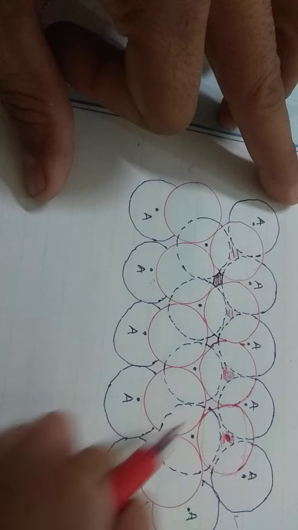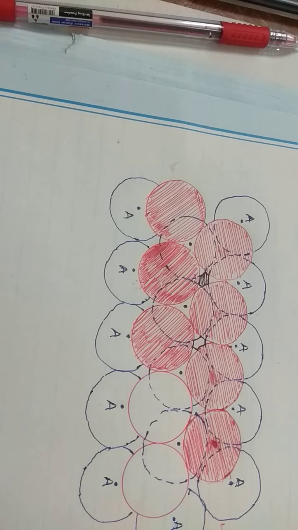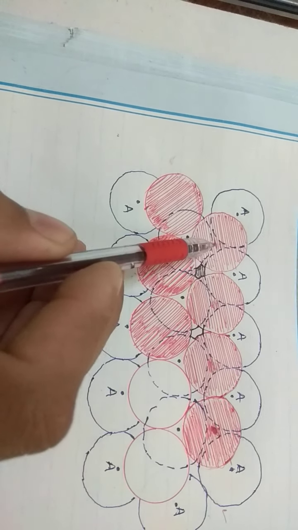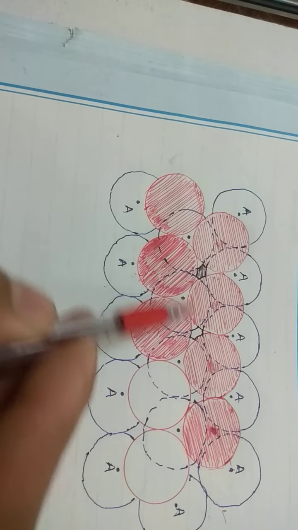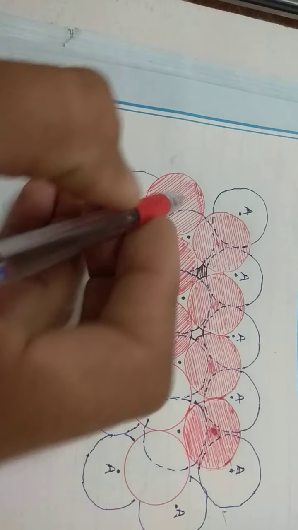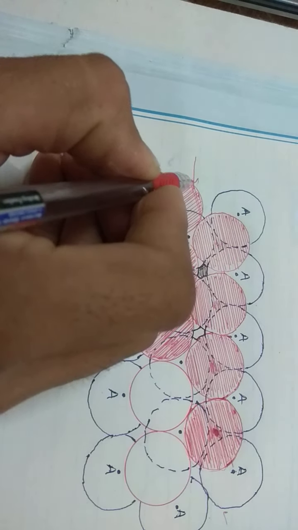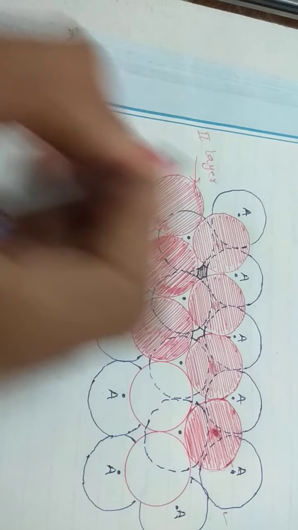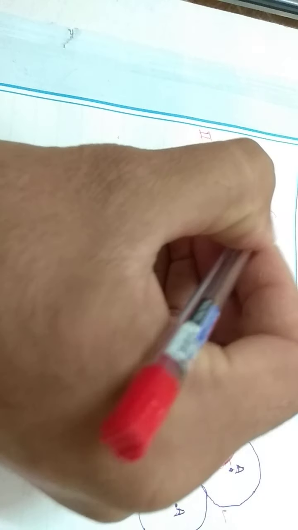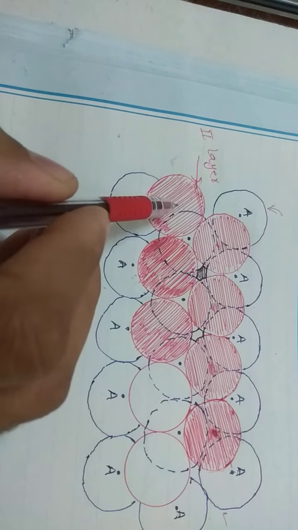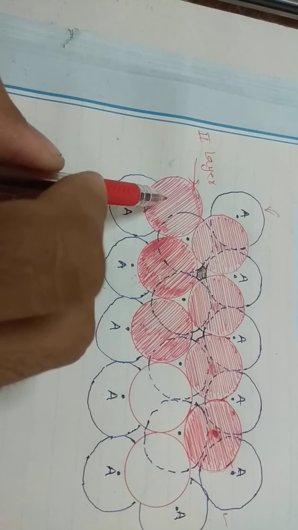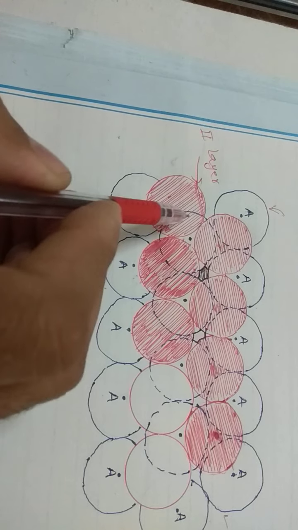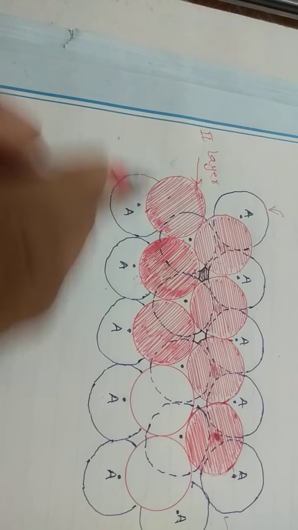So class, let me complete it. Okay class, I have covered some of the red spaces by these circles, and these circles are in the second layer. I am writing here, these circles are in the second layer, okay class. And these are spheres now, because this is an extension of the two-dimensional arrangement. We have replaced the disks with spheres.